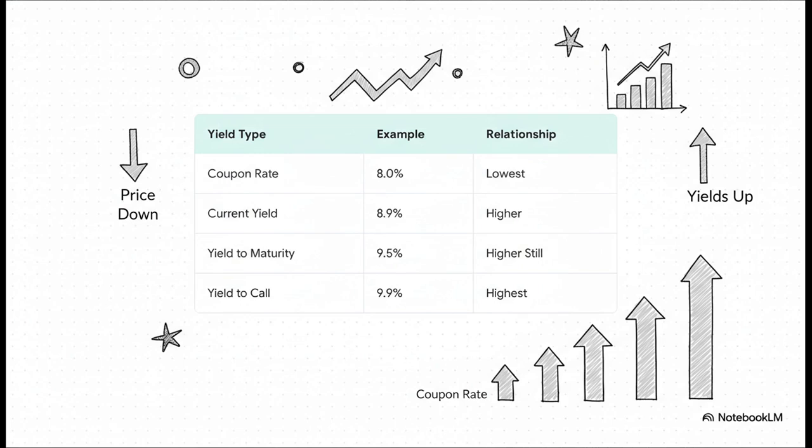The coupon rate, you'll also hear it called the nominal yield, is set in stone at 8%. It never changes. But because you're paying less for that same income, your current yield is higher. Then your yield to maturity is even higher still, and yield to call is the highest of all. They climb in that exact order every single time for a discount bond.